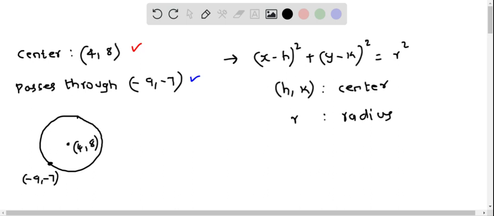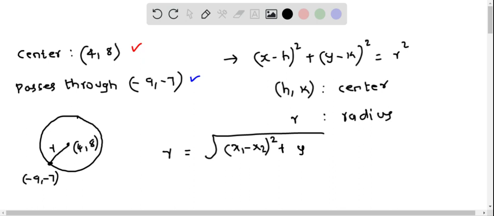However, if you look at this figure, we can see that the radius is the distance between any point on the circle and the center of the circle. So basically we have to calculate the radius using the distance formula. So I can write down the radius as the square root of (x1 - x2)² + (y1 - y2)². This is the distance formula between any 2 points. So I can consider any one point as (x1, y1) and the other point as (x2, y2).